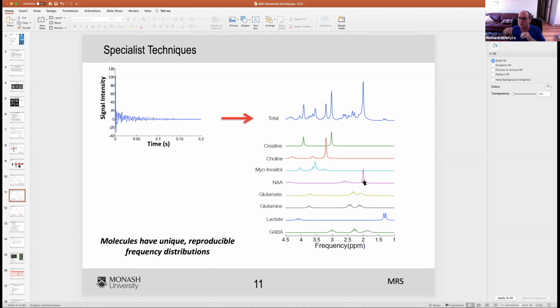We know that because of the chemical makeup, or the electrons in its atom, that have affected its spinning or its resonance. We know that lactate down here resonates at 1.25 parts per million. So there's our lactate peak here. This is what we get, a spectrogram, so we can break that down into the different molecules and quantitate them inside a voxel.